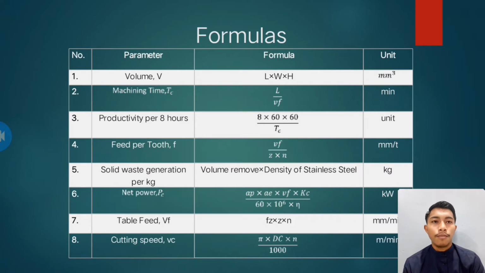Next, these are the formulas that we use in this project. For example, we have volume, machining time, productivity per 8 hours, feed per tooth, solid waste generation per kilogram, net power, table feed, and cutting speed.